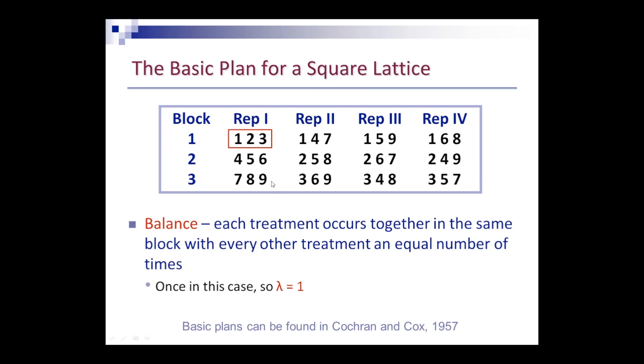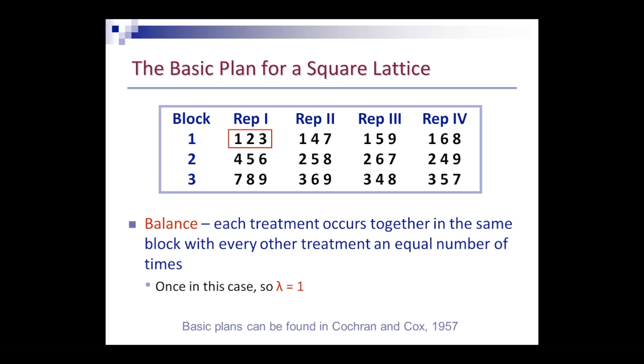And this is the way that you're typically going to see these plans in textbooks if you were to look them up. So this little square here represents a sub-block or an incomplete block. And those 1, 2, 3, that's representing the treatments that might occur in that block, or the plots in the block. And just to re-emphasize, by balance, we mean that each treatment occurs together in the same block with every other treatment an equal number of times.